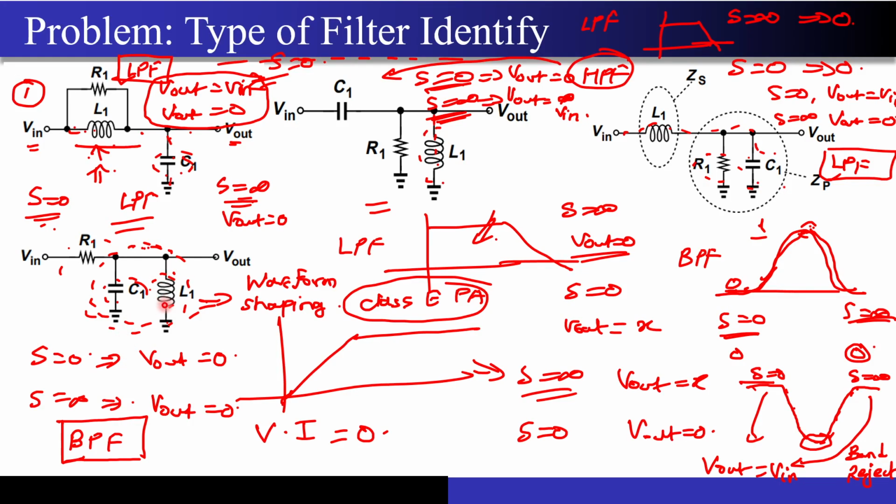If you put s equal to infinity, now your inductor acts as open circuit, your capacitor acts as a short circuit, again your V out is shorted, right? So at both the lowest and the highest frequencies, you are getting the zero output. So what does this mean? This is nothing but the response of the band pass filter.